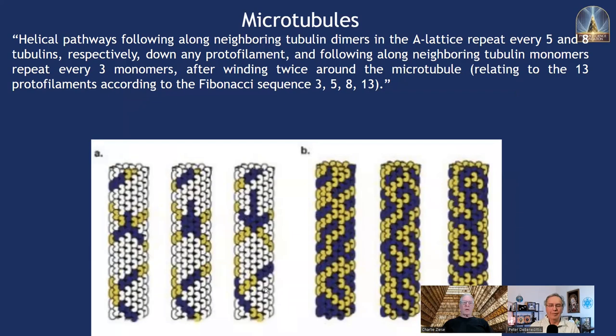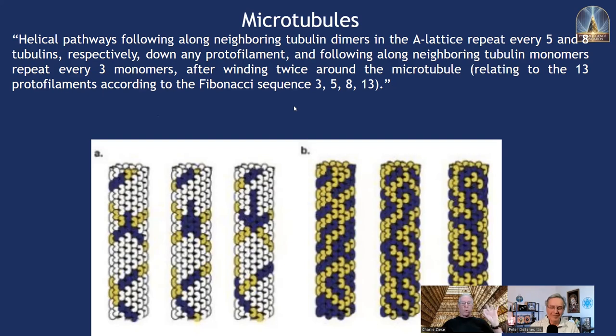When we get into the microtubules that Peter was describing earlier, this comes from the Orch-OR document that Hameroff and Penrose wrote. What you see here is that helical pathways follow along neighboring tubulin dimers in the A lattice. This is all highly scientific. But what's important here is that they repeat every 5 and 8 tubulins respectively, and follow along neighboring tubulin monomers repeating every 3 monomers after winding twice around the microtubule.